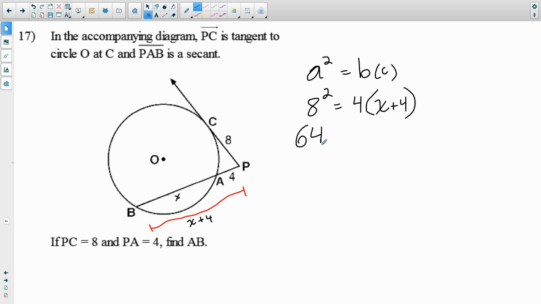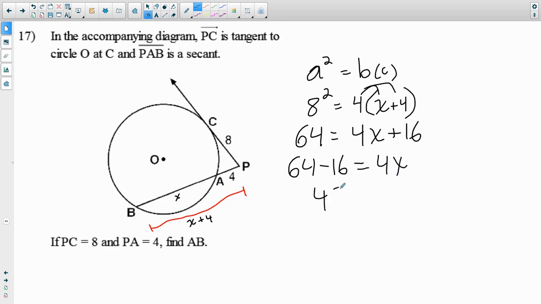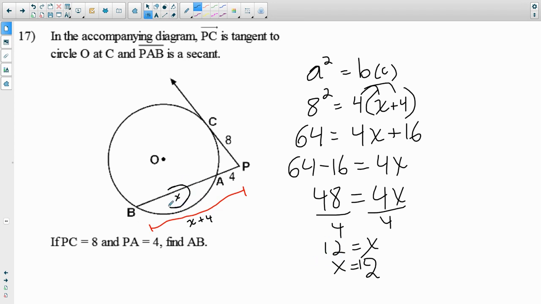And I'm going to get 64 is equal to 4x plus 16. And then we're going to get 64 minus 16 is equal to 4x, which is going to be 48 is equal to 4x. Divide both sides by 4, you can get 12 is equal to x, or x is equal to 12. However, this is probably the benefit of this particular problem, is that at the very end, when we have x is equal to 12, x is what we were looking for, and we got our answer right away. AB is equal to 12.